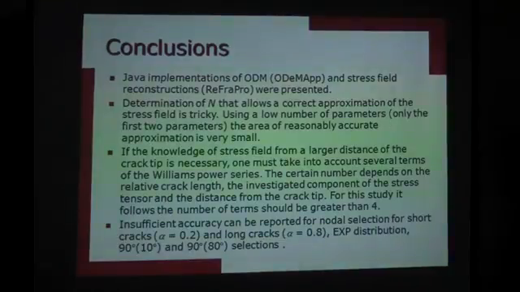So to conclude, we developed two applications which can be used for such an analysis, enabling us to deal with that phenomenon in quasi-brittle materials, dealing with a very large nonlinear zone.